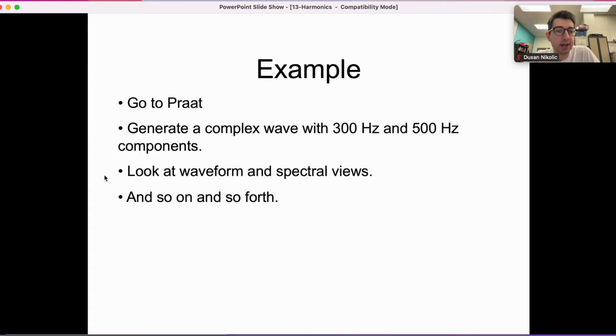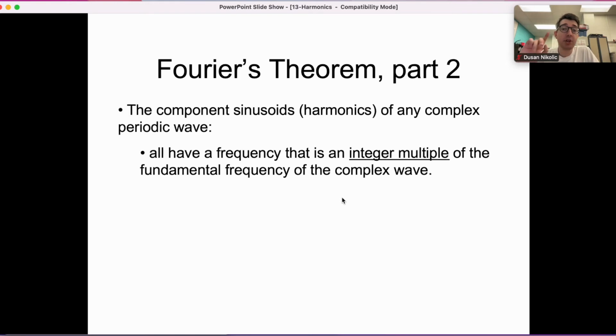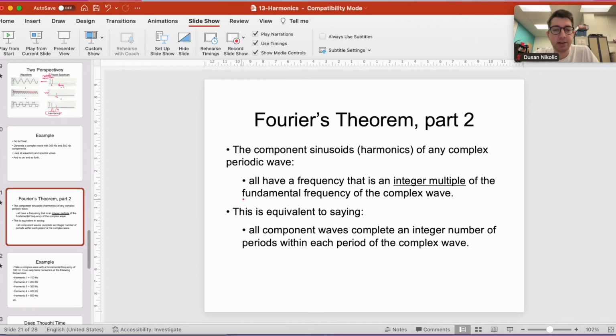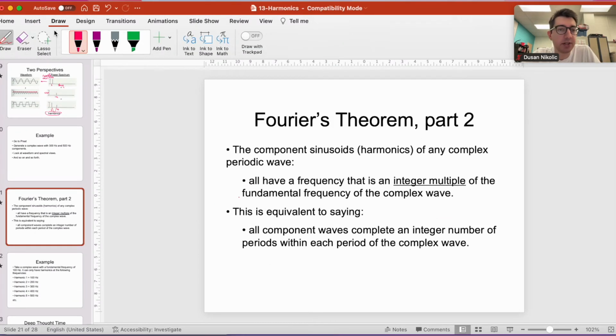All right. Fourier's theorem, part 2, says that the component harmonics of any complex periodic wave all have a frequency that is an integer multiple of the fundamental frequency of the complex wave. So we are flipping on its head the greatest common denominator and saying all component waves complete an integer number of periods within each period of the complex wave. So we already knew this, but we're now making a slightly different claim, right?